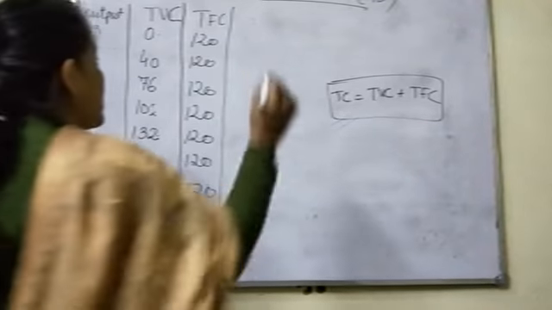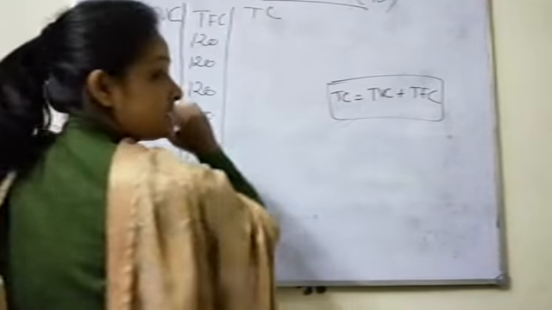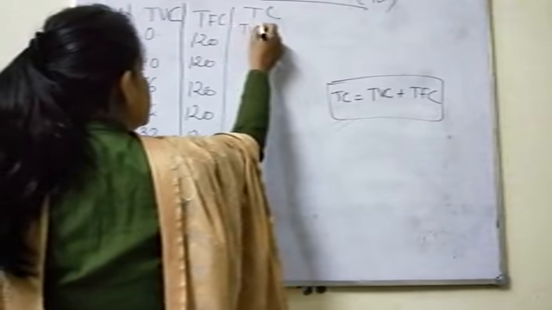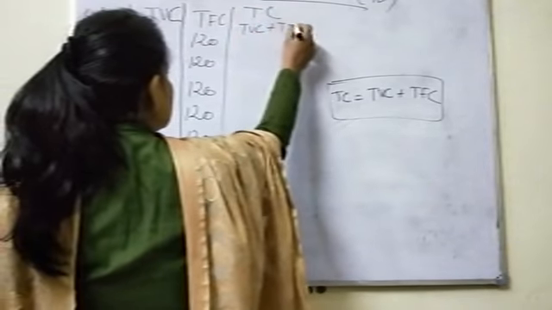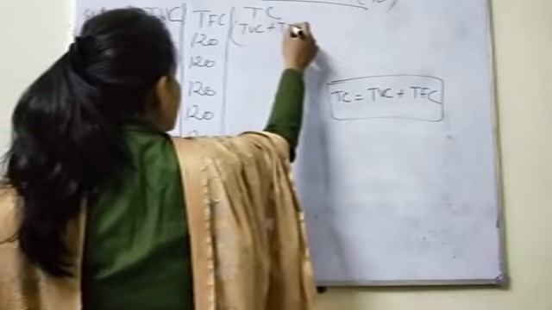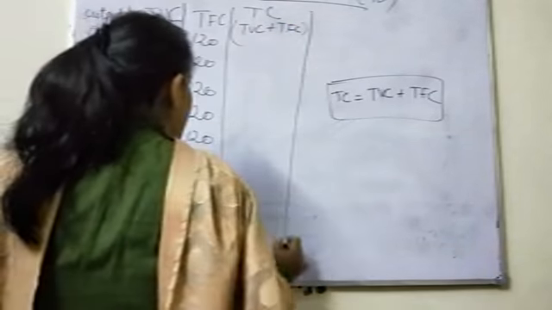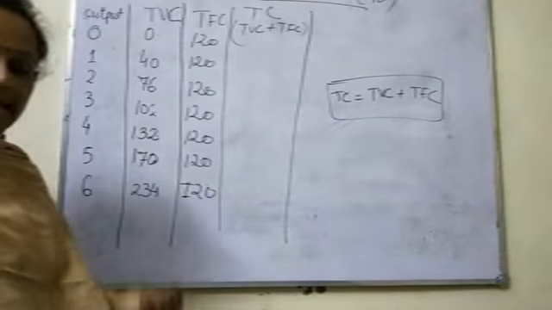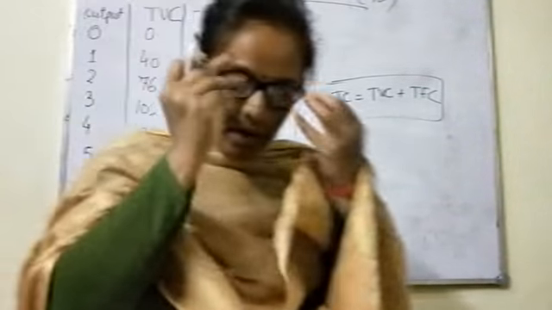120. Is it clear? Now we need to calculate TC. And what is TC? TC is TVC plus TFC. Okay? We'll add both, and then we'll get the TC.